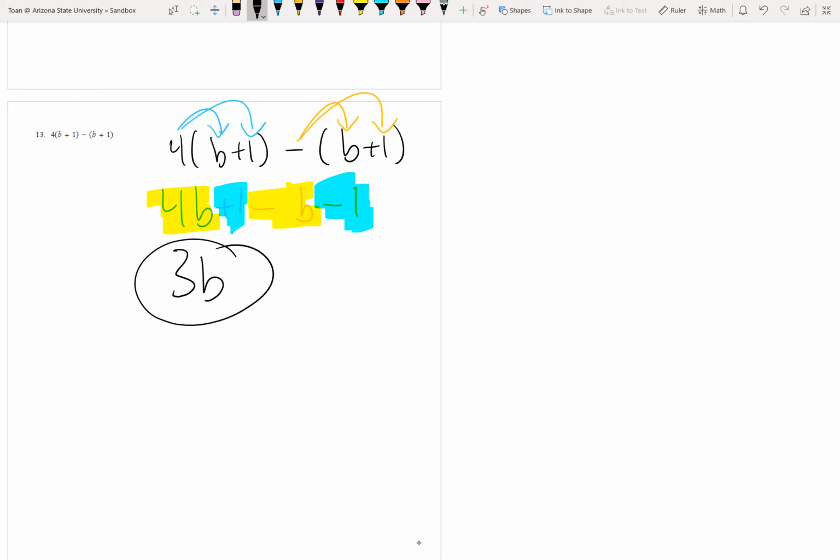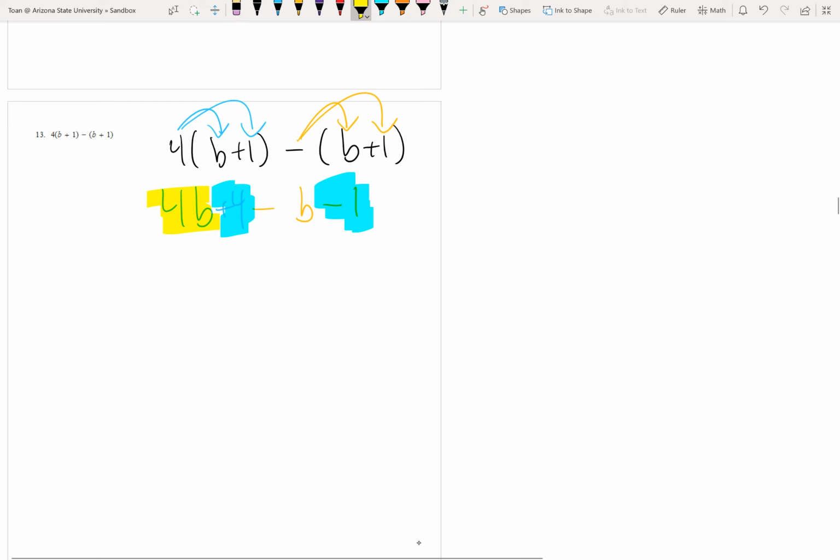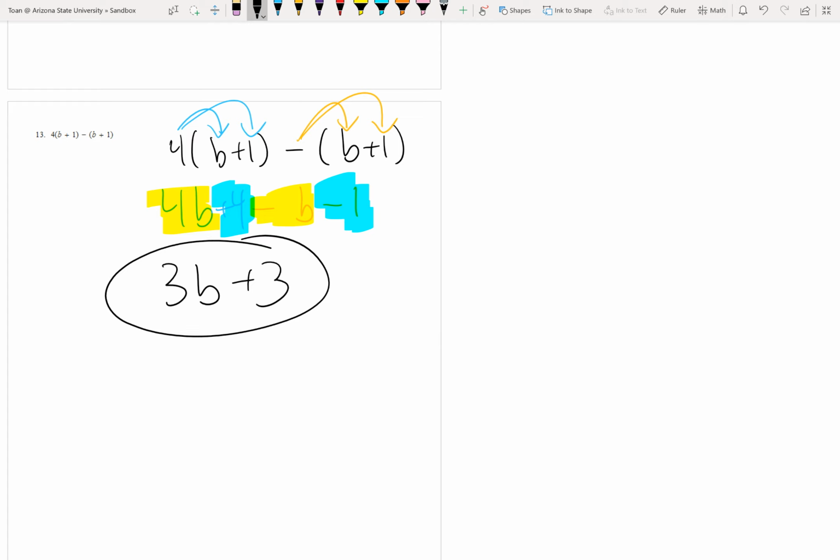Oh, sorry, I lied. This is wrong. I can't do that. 4 times 1 is a 4, plus 4 here. So let's do that over again. The yellow, 4b with the negative b is a 3b. And the blue, positive 4 with the negative 1, is a positive 3.